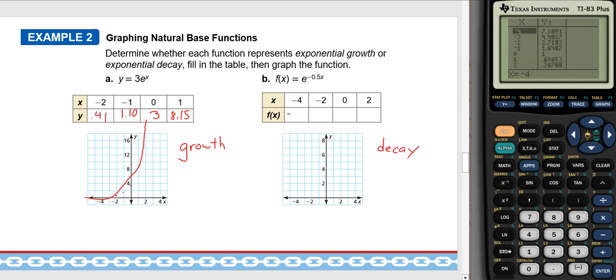Right, so I get 7.4, not negative 7.4. I don't know why I said negative. And then 2.7 here, 1, and 0.4.